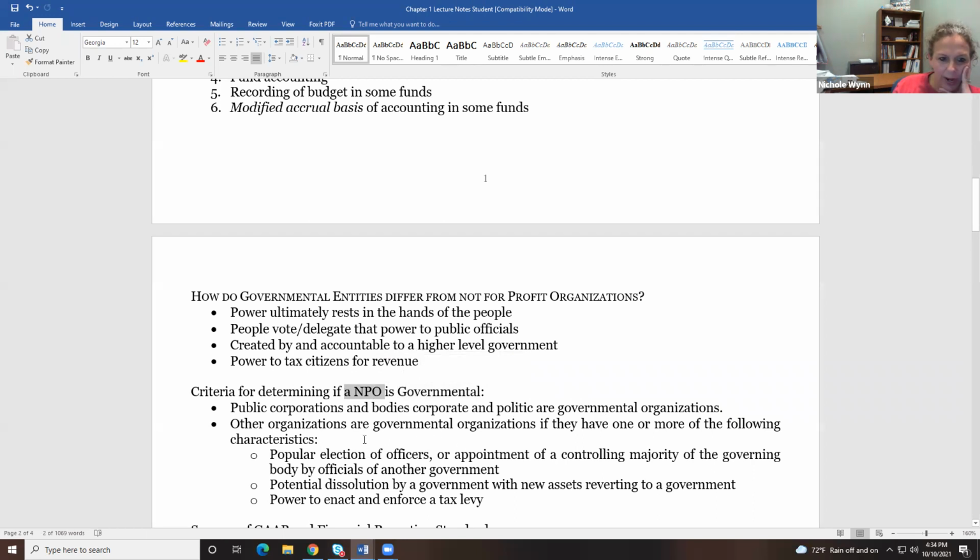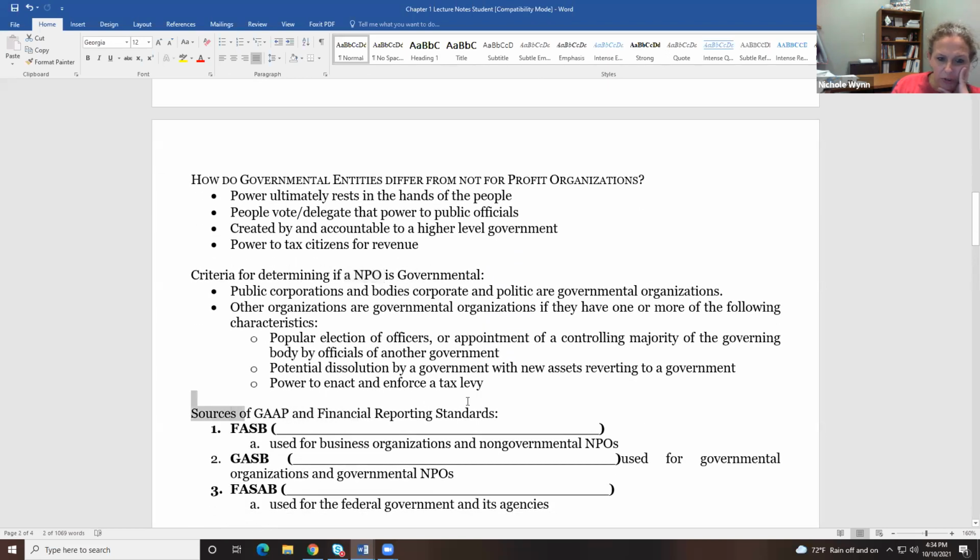Okay, so it depends on whether the public is the one that's choosing the people who are running it and things like that. Okay, so here are our sources of GAAP. There's the FASB, the GASB, and the FASAB, which is like FASB, but with an extra A in it. FASAB, I don't know. So we all know about the FASB. So I'm going to start with that one.